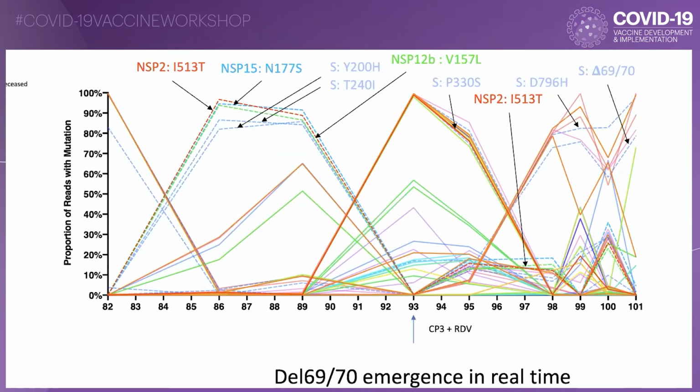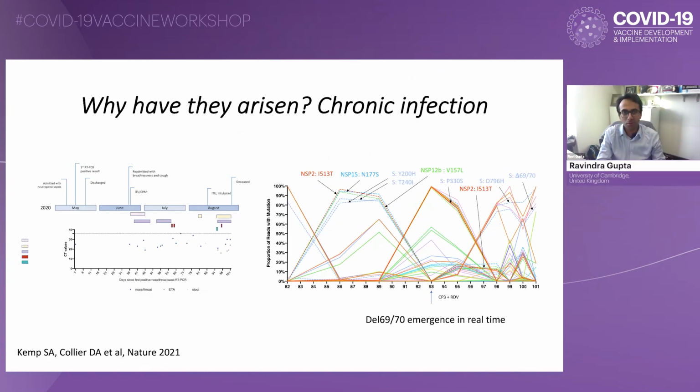And on the right here, you can see the variant frequencies in this individual between days 82 and 100 of the illness. And you can see big fluctuations in virus populations, almost looking like there are competing virus quasi-species. But in particular, we documented the real-time emergence of the Delta 6970 mutation, suggesting that this is a mutation that can emerge during chronic infection, consistent with the fact that we're seeing this, as well as many other mutations, arising in the variants that I've just shown you.